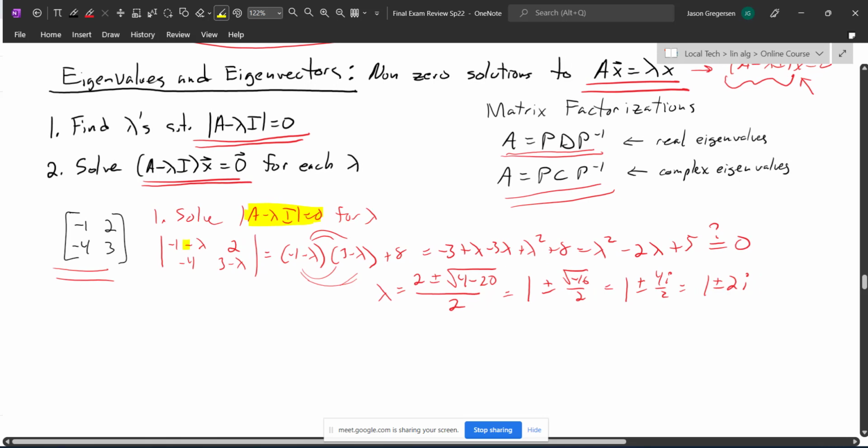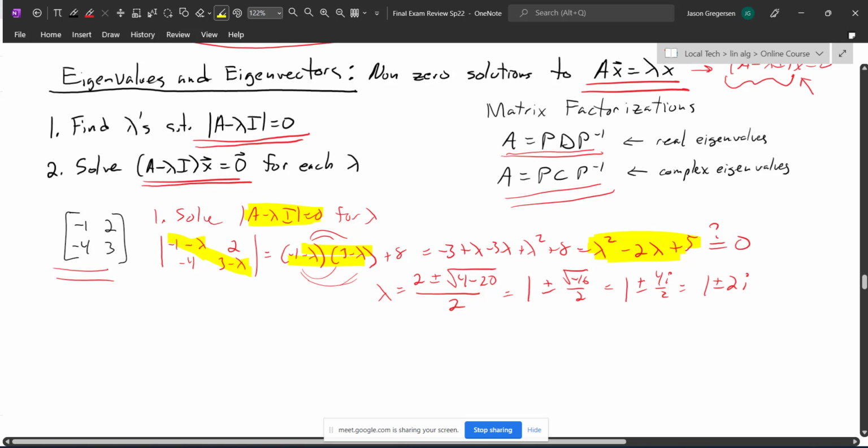That means I'm subtracting lambda on the diagonals, and I'm calculating the determinant. So I take the product along the main diagonal to get these values, minus the product on the off diagonals. From there, I distribute and simplify to get this polynomial equals 0. Then I'm finding the roots of this for my eigenvalues.